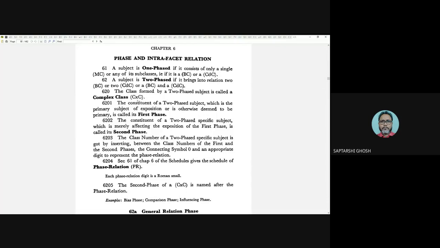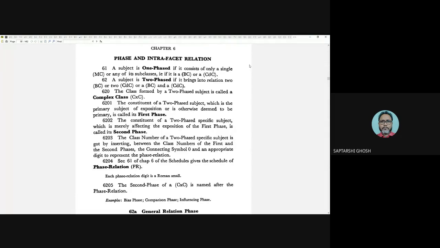Now CXC is the complex class. The class formed by a two-phase subject is called a complex class, CXC. The constituent of a two-phase subject which is the primary subject of exposition, or otherwise deemed to be primary, is called the first phase. That is, whenever you are adding two subjects, suppose the relationship between Hinduism and Buddhism. Suppose you are going for this one, relationship between Hinduism and Buddhism.